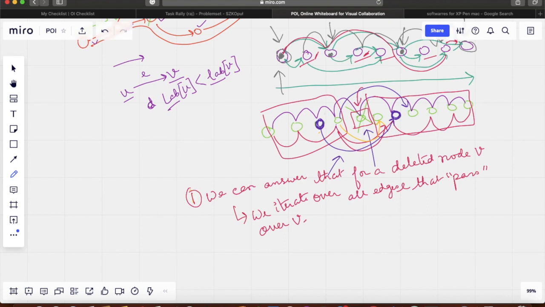It means that one of the endpoints lies towards the left of V in the topological ordering, and the other endpoint lies towards the right of V in the topological ordering. So if we iterate over all the edges that pass over V, and let's assume we can answer for that particular edge E what is the longest path that uses it, now this is our main subproblem here that we want to answer.